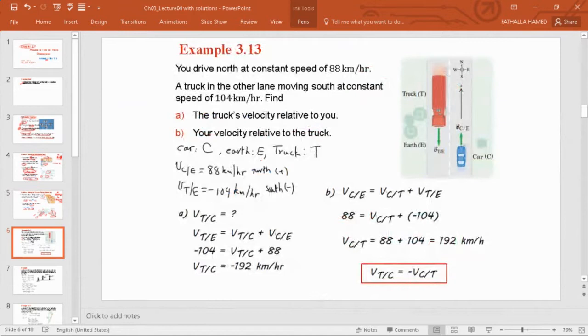Now, let's take an example here, and we'll take probably an example in one dimension to illustrate the point and illustrate the logic as well. You drive north at a constant speed of 88 kilometers per hour. A truck in the other lane is moving south at a constant speed of 104 kilometers per hour. And they ask here, find the truck's velocity relative to you and your velocity relative to the truck. So it's one-dimensional motion here, okay? You can say that this is your y-axis, and this is the x, but you're only moving along the y. Now, these are basically your directions here: north, south, east, and west.